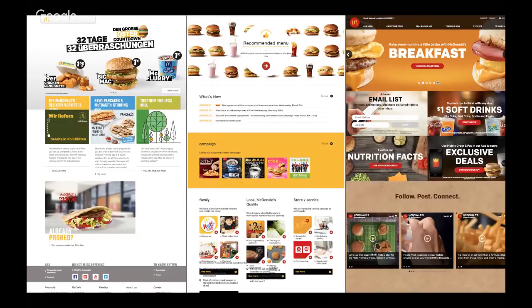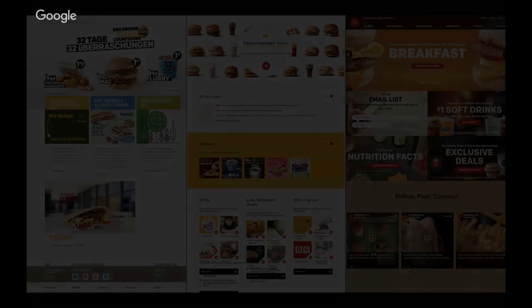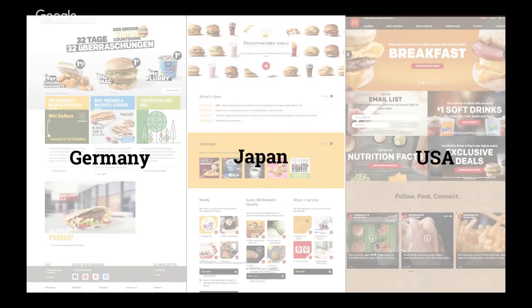If we look at the McDonald's websites from these 3 countries, and let's put the stereotypes in our heads to some practical use. If we had to guess where they're from, what would your guess be? Anna, do you want to guess? I will let you solve it. Yeah, so they're from Germany, Japan, and USA.